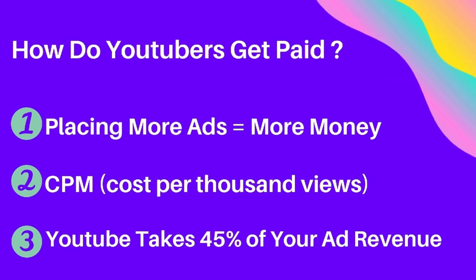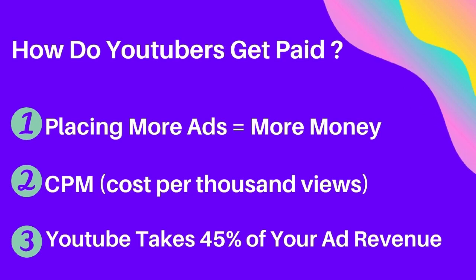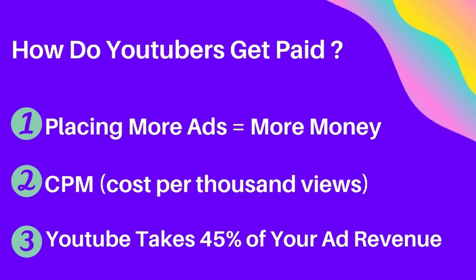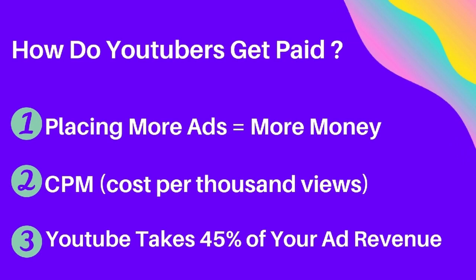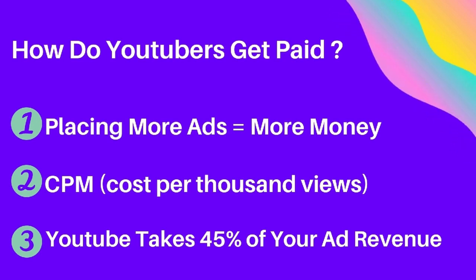Many factors affect the CPM. It includes demographic, content, gender, time of the watch. YouTube also will take 45% of your ad revenue from the advertising.